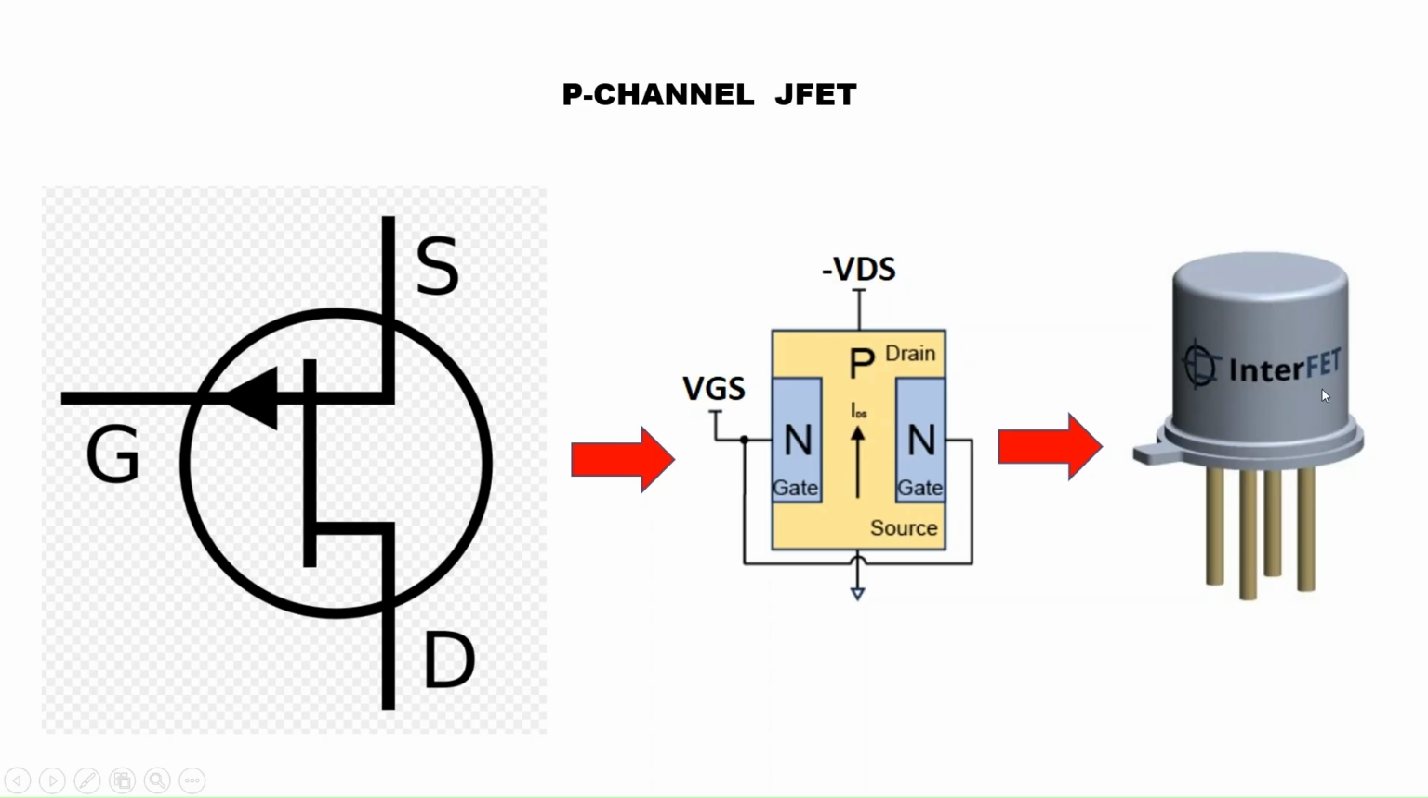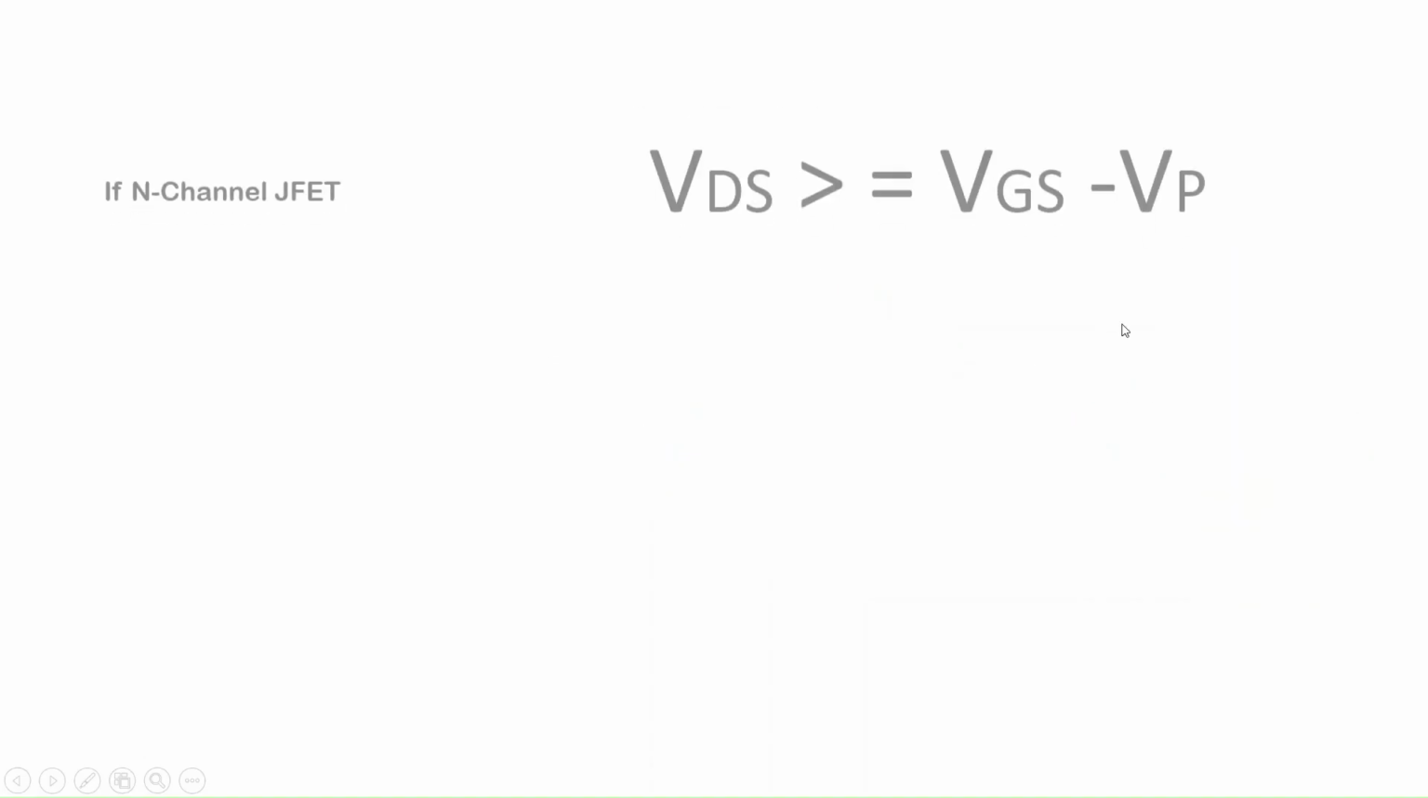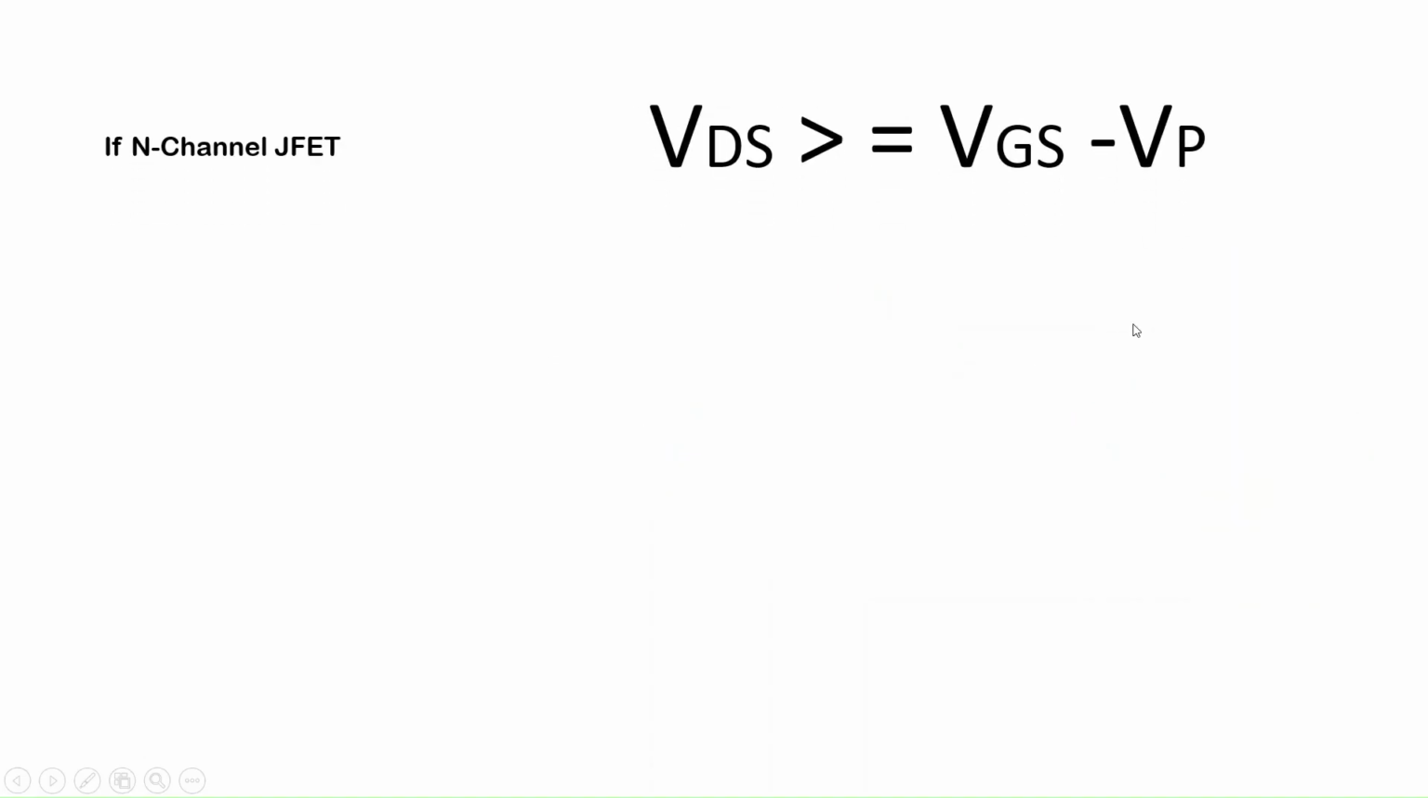This is the physical representation of the FET. It is the through-hole type. If you are familiar with the N-channel FET, you might remember that it enters into saturation when VDS is greater than or equal to VGS minus VP. But things are a little different with our P-type JFET.